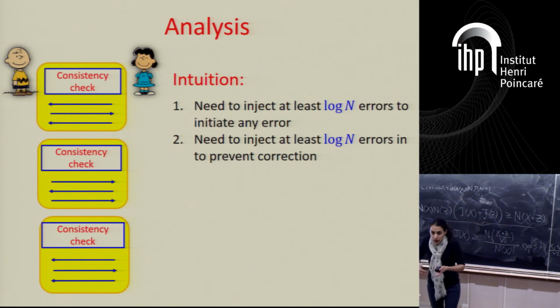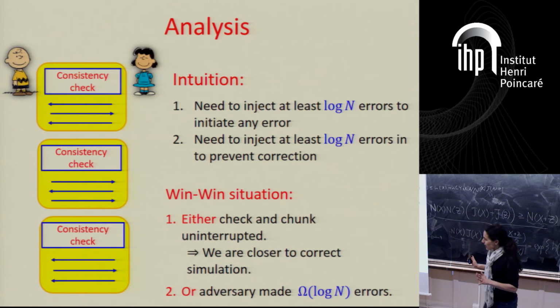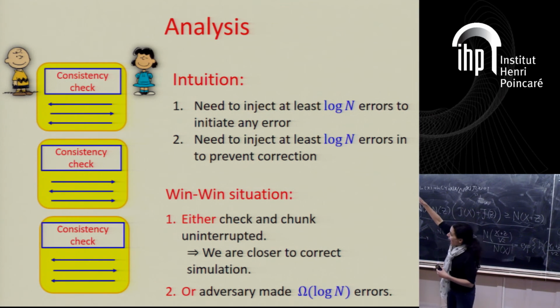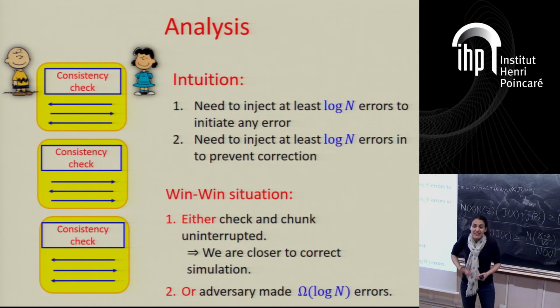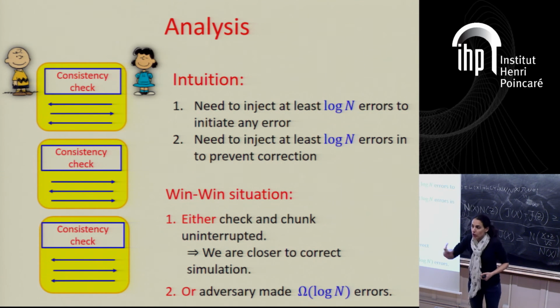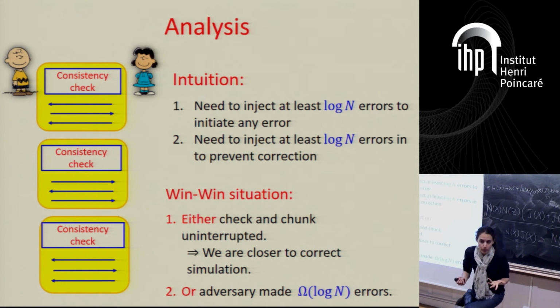So think of the following. The adversary can ruin a chunk, but in order to ruin a chunk, he needs to invest a lot of error. He needs to put order log n error to ruin a chunk, because the protocol is resilient to a constant fraction of error. So he needs to invest some constant times log n in order to ruin a chunk. And he will need to continue to invest this log n error to not allow me to repair it.